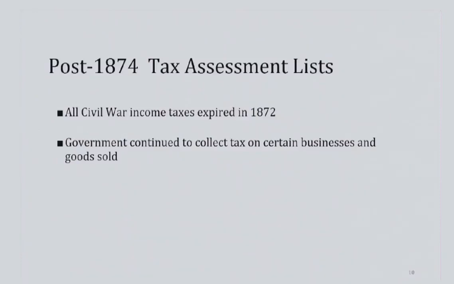While the income tax was allowed to expire in 1872, the government continued to collect taxes on certain businesses and goods sold, particularly liquor and tobacco. Therefore, the regional branches' holdings often include tax assessment lists into the 20th century.